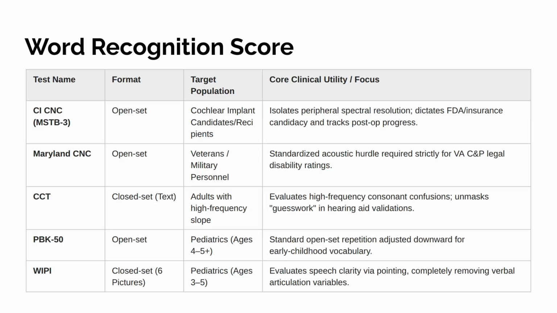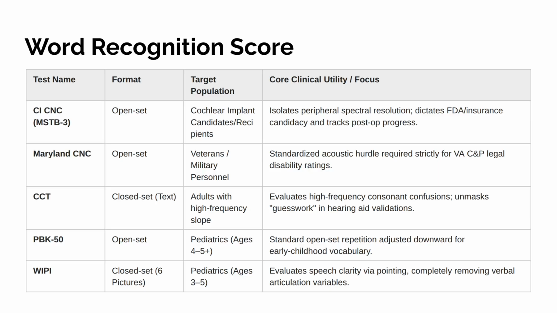Also of note, it's one of the few times where you'll have 50 words mandated to be used instead of 25 words. You have the CCT, the California Consonant Test. This is a closed set test for adults with high frequency sloping loss. The idea is to evaluate high frequency consonant confusions, to unmask the guesswork in hearing aid validations. This is an older test. When I say it's an older test, I don't mean it's older than the NU6 or the W22s. It's newer than that. It's older and no longer researched. We actually use it in our clinic, Hearing Life, but we use a modified version of it that's open set, and we don't use it in the way that's originally intended, so it doesn't have the same validity.